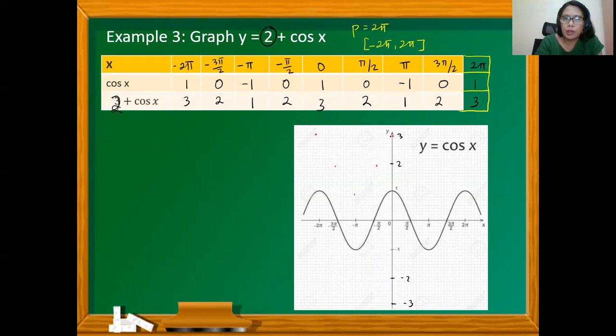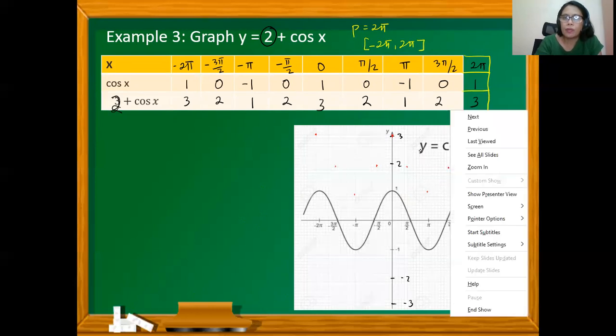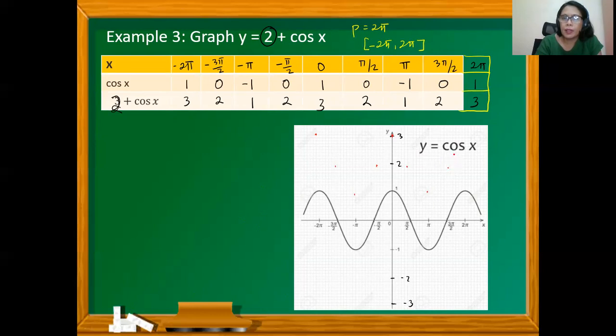And then 0, 3. Pi over 2, 2. And then pi, 1. And then 3 pi over 2, 2. And then 2 pi, 3. So if we're going to connect the points into a sinusoidal curve, okay? So this will go down and this will go down. So really, the graph moves up by 2 units. Okay? Next.